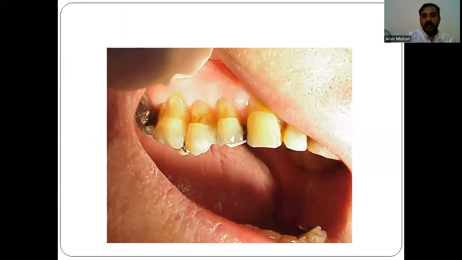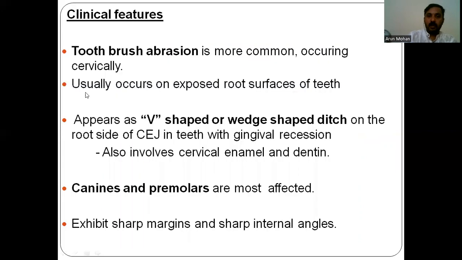So they have a very characteristic appearance, and this ditch usually has sharp margins, as opposed to the clinical picture of attrition, where we saw flattened, polished surfaces. Here we see V-shaped ditches with sharp margins, sharp internal line angles, etc. So that is the classical clinical picture of tooth abrasion.